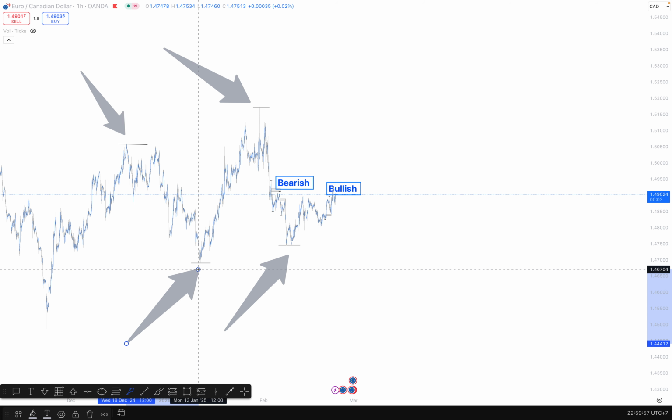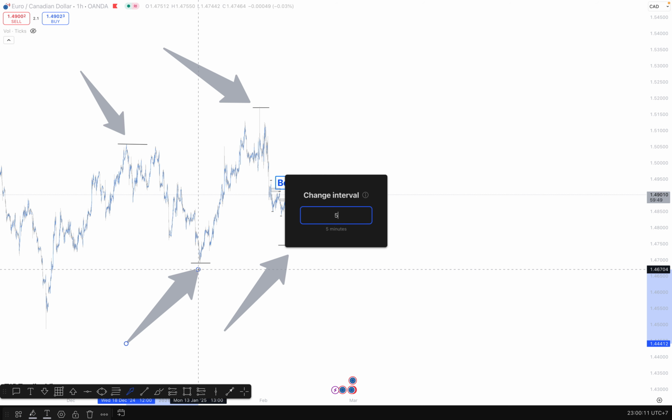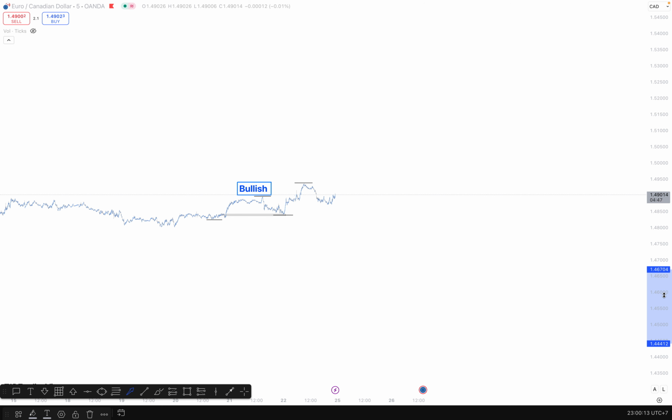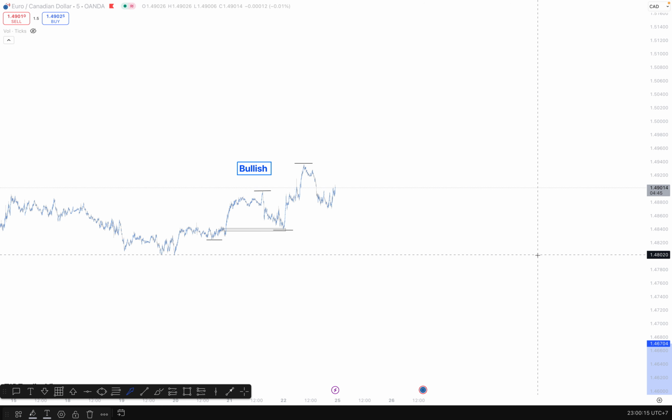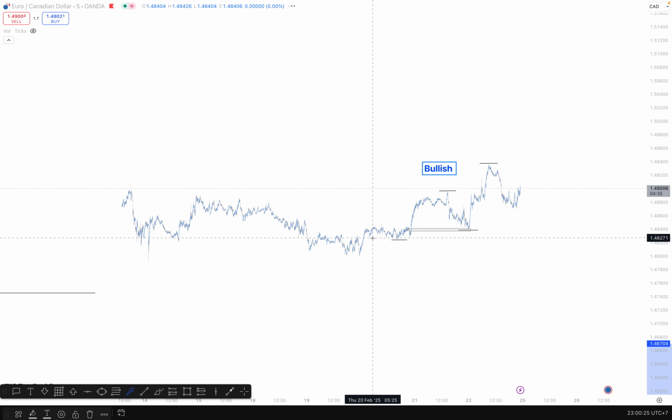Now, once I get this and I understand that the market structure and the trend is bullish, then what I'm going to do is zoom all the way into a smaller time frame so I can find another set of structure so I can actually get into a trade. So right now we're on the 5-minute structure.